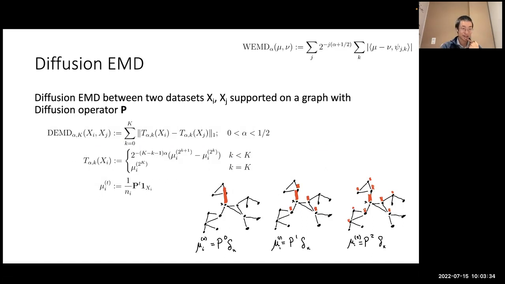So our embedding function would be this T alpha K. And so it's just a weighted combination of these wavelets. And the larger your wavelet is, the larger the weight should be. And so using diffusion wavelets, if they're doubling in size, then your weight should double also at every scale.